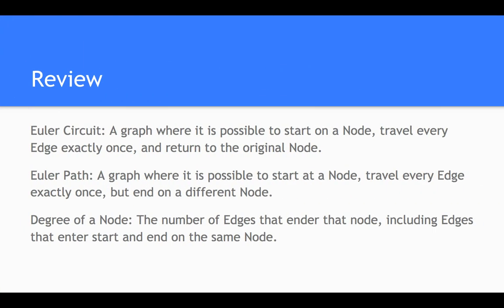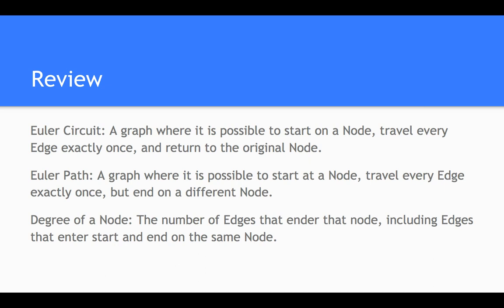Let's review quickly. An Euler circuit is a graph where it is possible to start on a node, travel every edge exactly once, and return to the original node. An Euler path is a graph where it is possible to start at a node, travel every edge exactly once, but end on a different node.